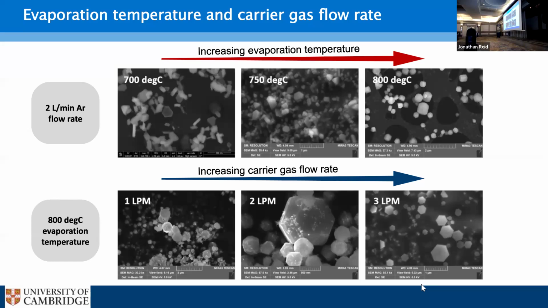Conversely, the opposite seems to be true when you increase the carrier gas flow rate. So that affects the effective temperature profile that the vapor and the particles experience. So for 800 degrees, with low flow rates, we see spherical particles as I've shown before. But then we see, as we increase the flow rate, a transition to more polyhedral shapes and eventually a return to really nice faceted plates.